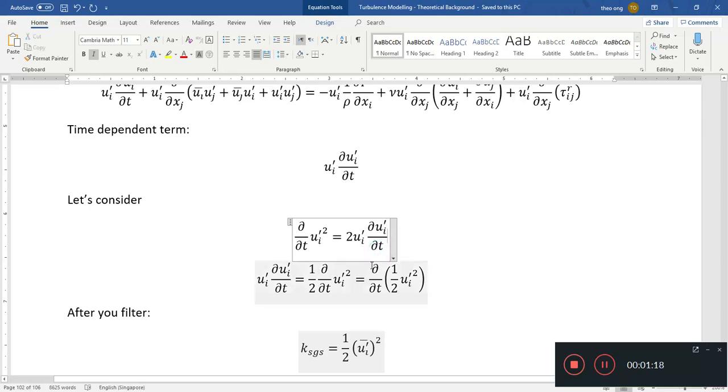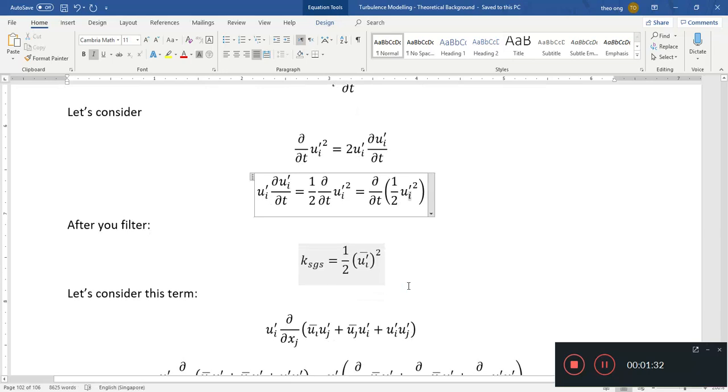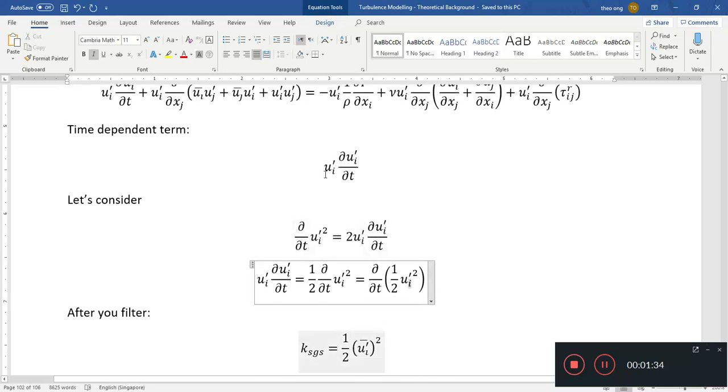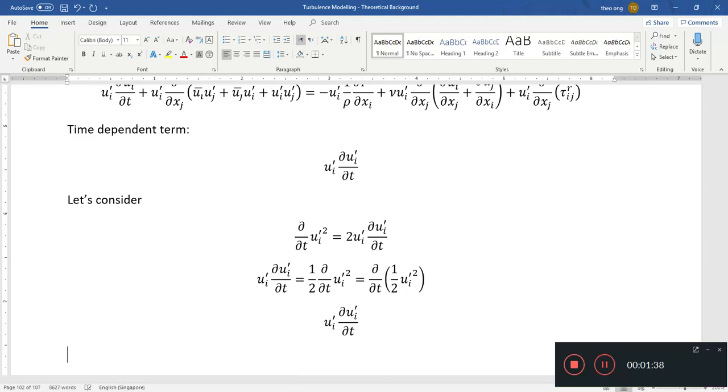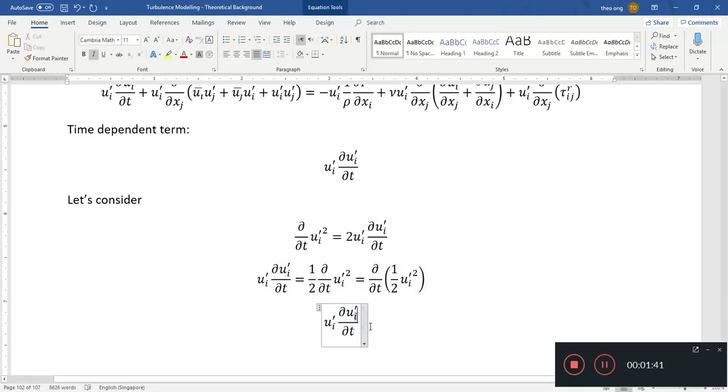Okay, so del by del t of ui prime. So you just do some simple rearranging and you bring the half in. You will get this expression here. This thing here will be the kinetic energy. So this term here equals, this is where you'll probably get your kinetic energy term from. Okay, KSGS will be somewhere here.